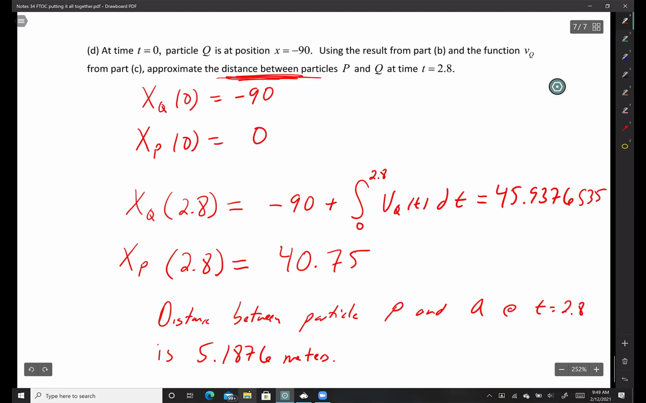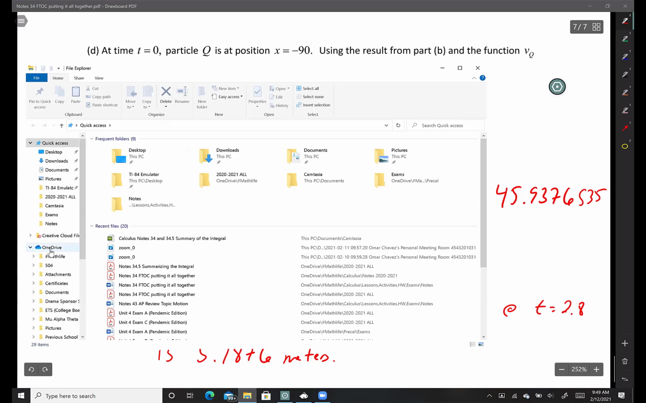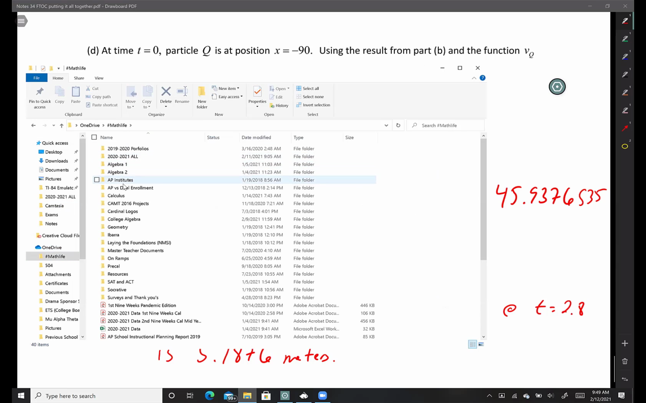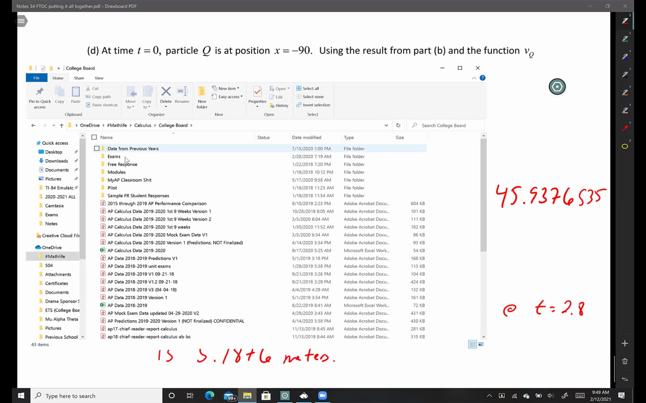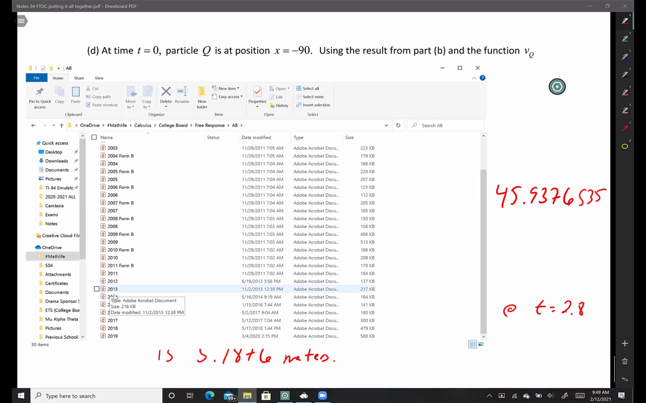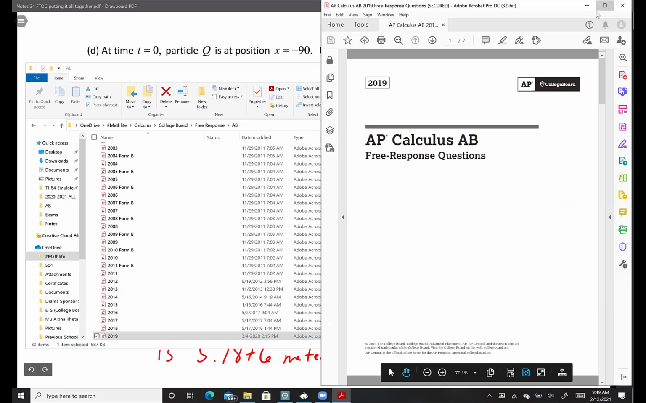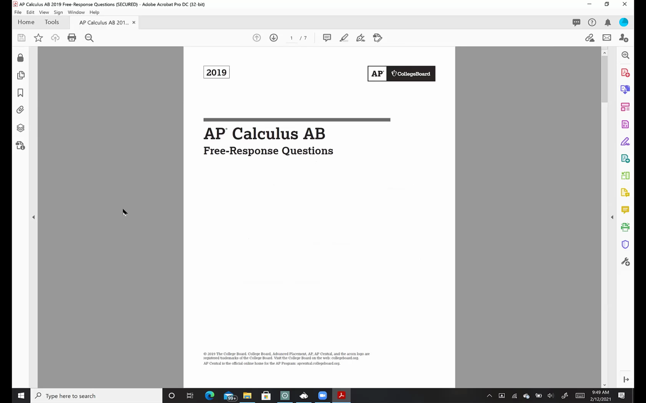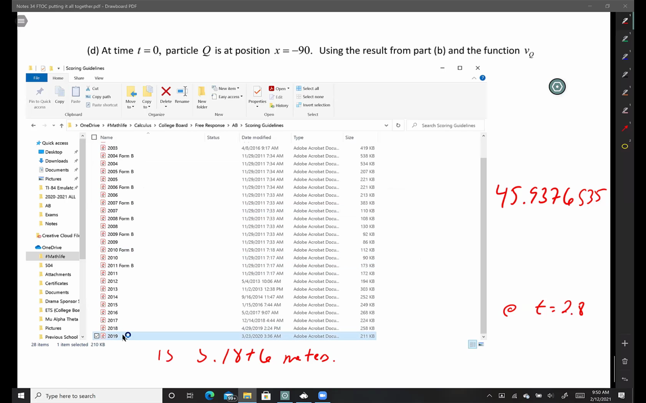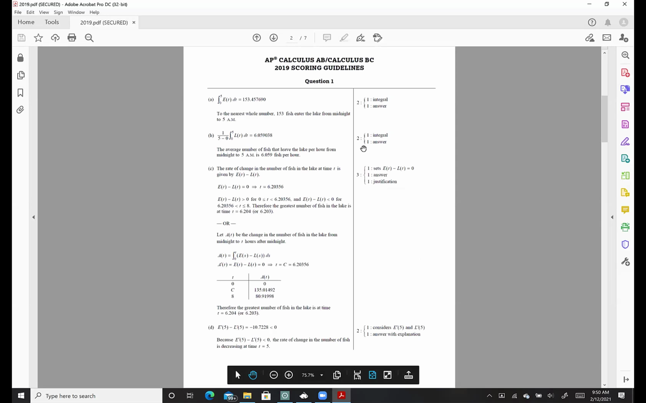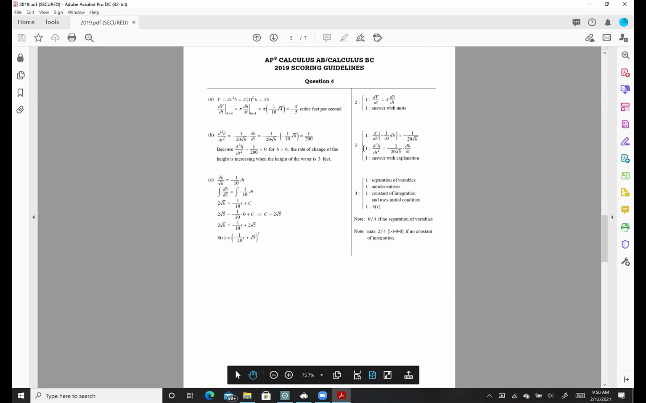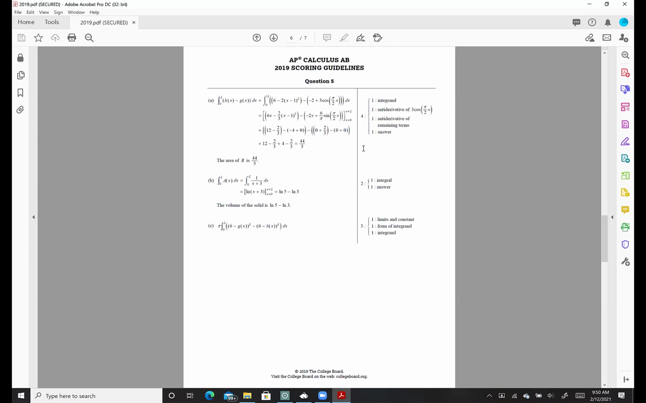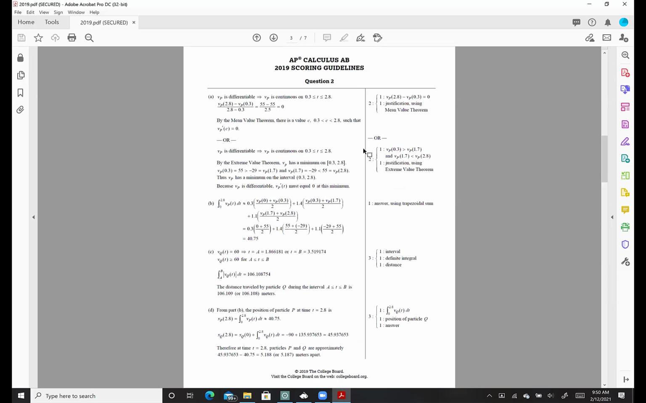All right, guys, do you guys want to look at the key for this or no? Yeah? No? Yeah, okay. 2019, let's look at it. OneDrive, MassLife. I haven't looked at this one yet, guys. Well, I did at one time, but I haven't looked at it recently. College Board, Free Response. Look at everything I have saved here, guys. Can you guys see everything I'm going through right now? Oh, these aren't the scoring guidelines. These are the free response questions. I need the scoring guidelines. 2019. There we go. Scoring guidelines. It's not that one. Uh-oh. Did I get the wrong number? Oh, it was calculator active. Oh, here it is. Okay, found it.